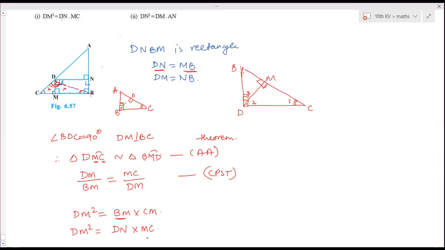Exactly in a similar way you have to solve these two. These two triangles are similar. This is also 90 here, and from that 90 degrees we have drawn a perpendicular to hypotenuse AB. This triangle and this triangle are similar. So write the proper similarity and cross multiply the side ratios. Do it by yourself. This is the first part. Write it down. And then the second part you show: DN square is equal to DM into AN. You have to show that.